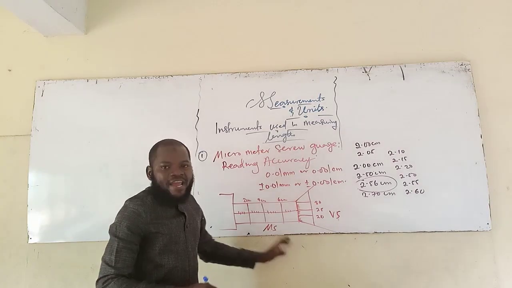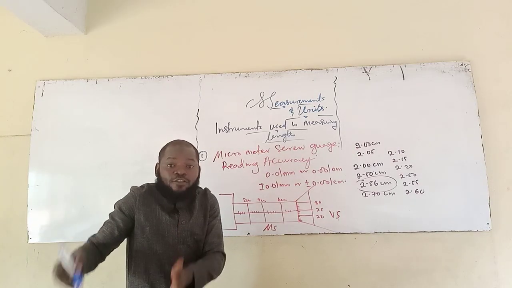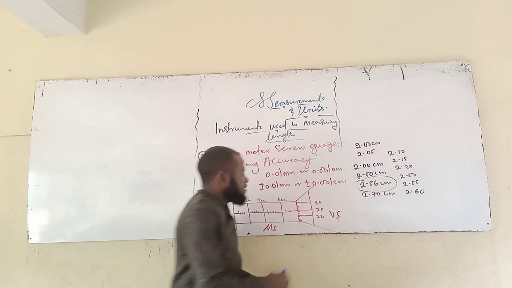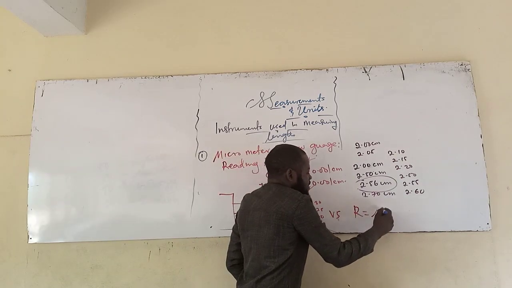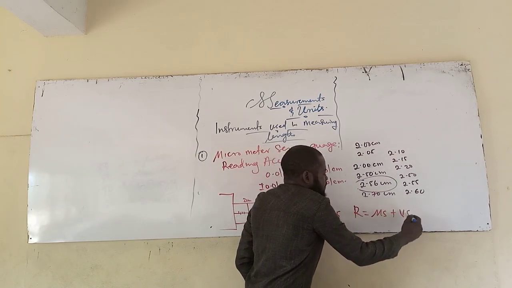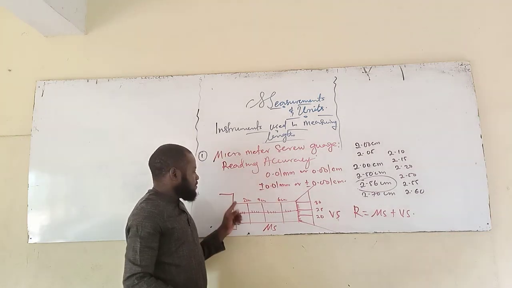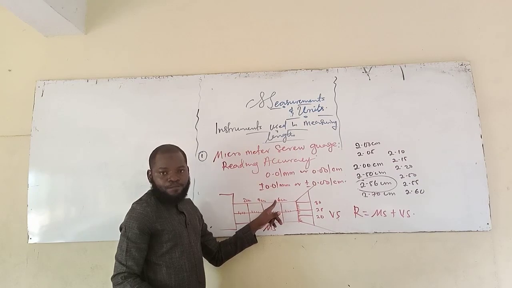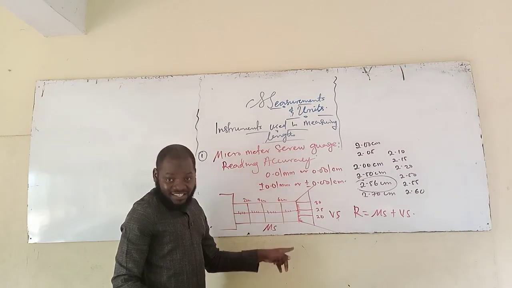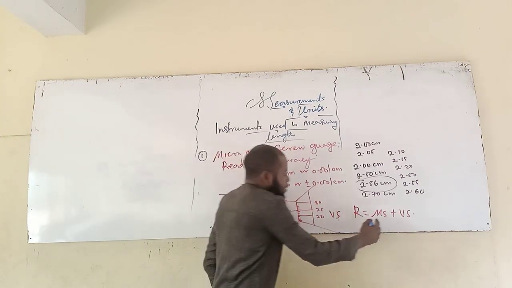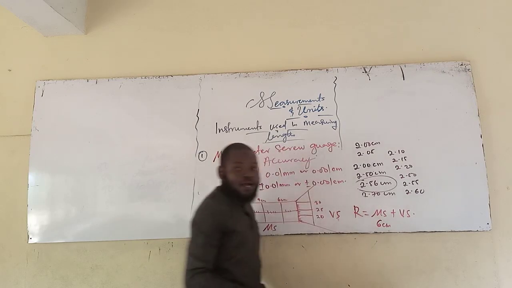Now, the reading of micrometer scale gauge is just like that of what? Vernier caliper. That is, the reading is going to be the main scale reading plus the vernier scale reading. So how do you know the main scale reading? The entire value that you have here. This one's what part here? 6 centimeter, am I right? So the main scale reading is 6 centimeter.